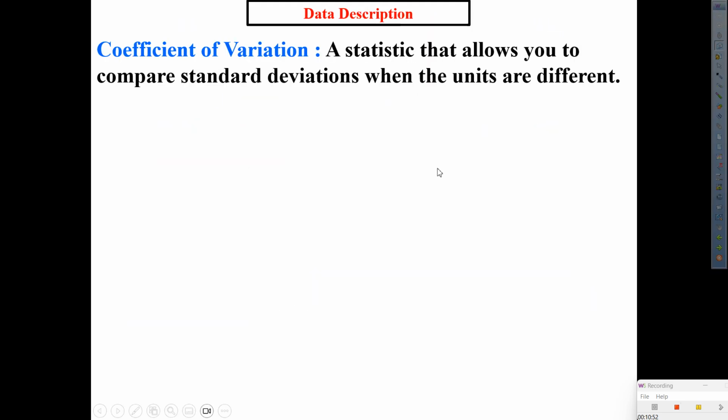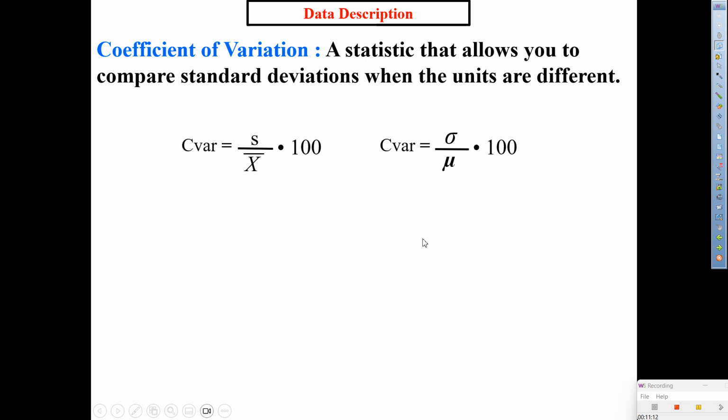All right, copy these 2. It says CVar equals S over X bar times 100. The other one is CVar equals lowercase sigma over mu times 100. So just copy it. By now you should know what those symbols are, except for the CVar. I'll explain CVar. Copy that? All right. Let me pause the music just to elaborate on this.